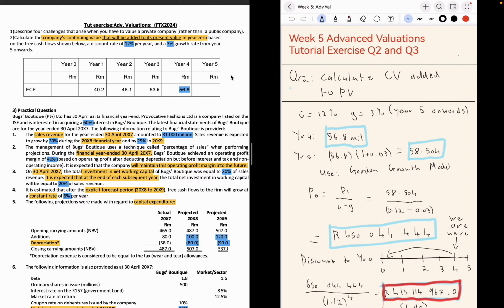Advanced valuations, the tutorial exercise, questions 2 and 3. Question 1 is a theory question. You can just look at the memo for that.